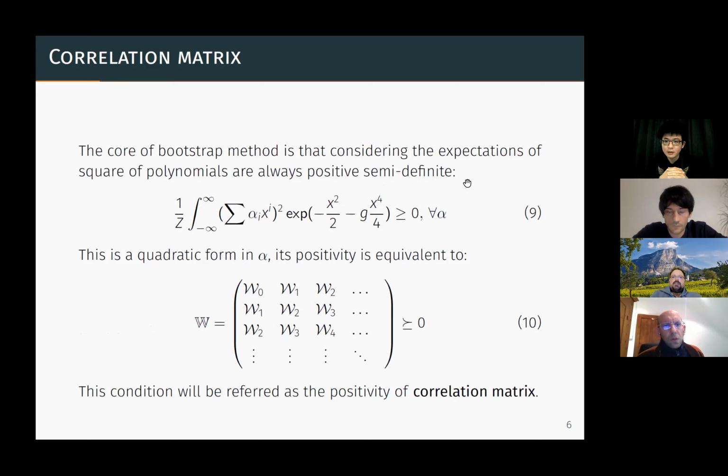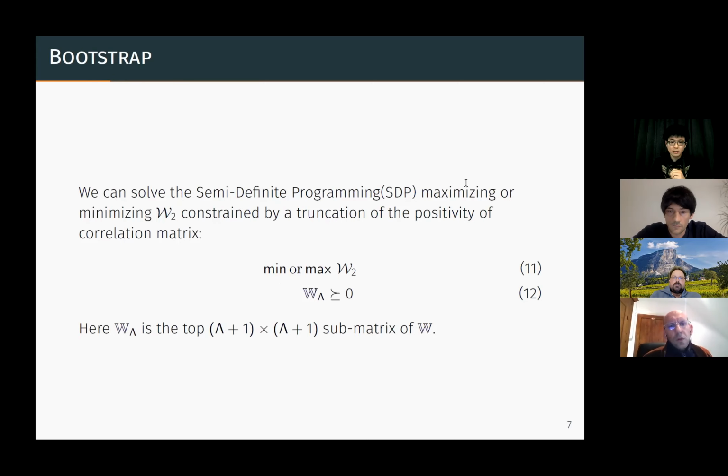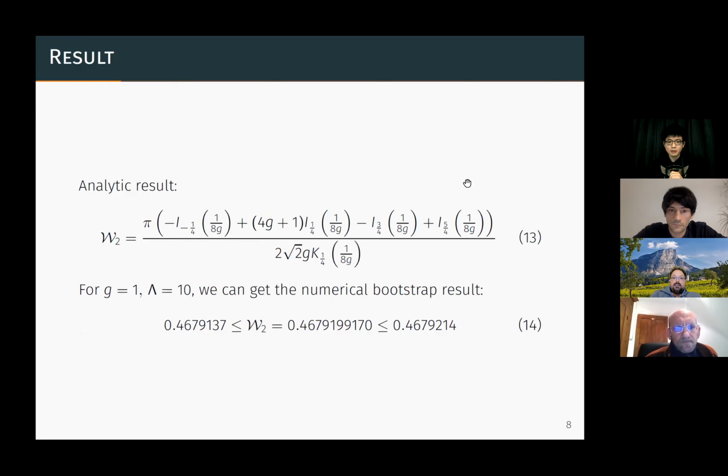Yes, but later you wrote down an explicit expression for W2. Yes, in the next slide, I think. This does not involve alpha. Alpha is just in the middle, where we derive the positivity of the correlation matrix. After that, we don't need alpha at all. Oh, I see. Alpha is arbitrary. So W2 is just with the x squared, with no alpha.